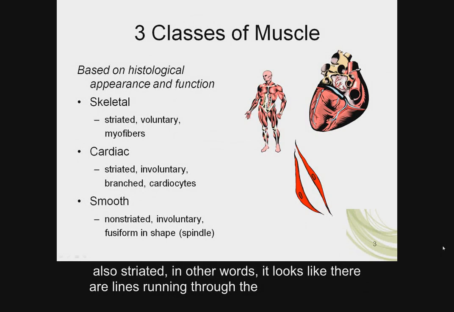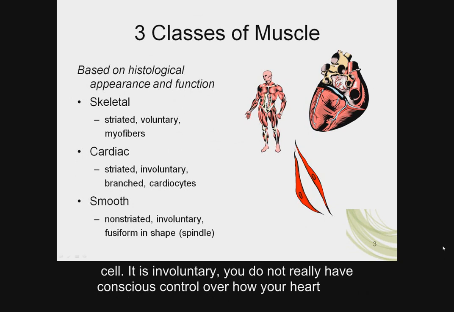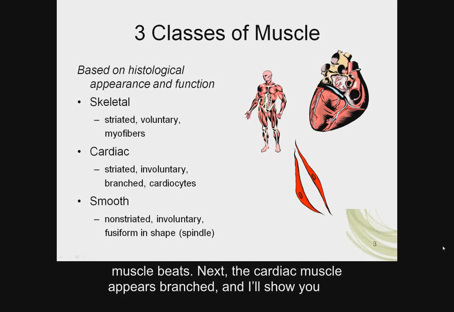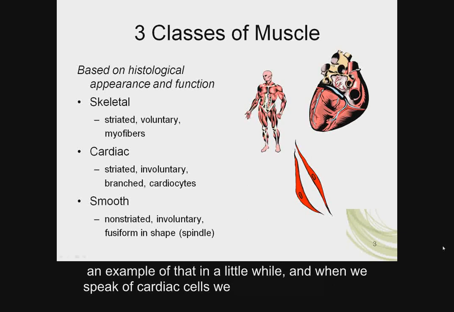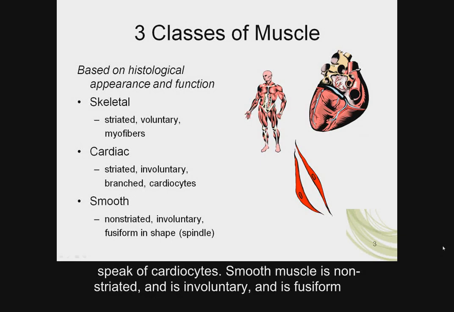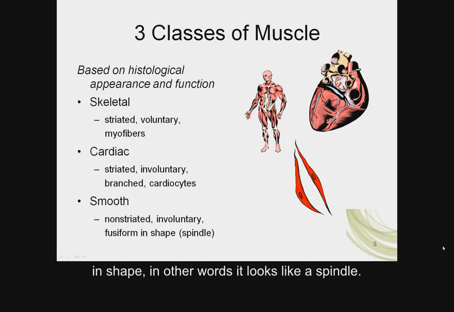Cardiac muscle is also striated. In other words, it looks like there are lines running through the cell. It is involuntary. You do not really have conscious control over how your muscle beats. Next, the cardiac muscle appears branched, and I'll show you an example of that in a little while. And when we speak of cardiac cells, we speak of cardiocytes. Smooth muscle is non-striated and is involuntary and is fusiform in shape. In other words, it looks like a spindle.